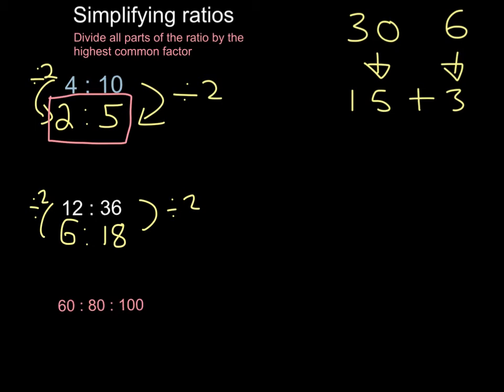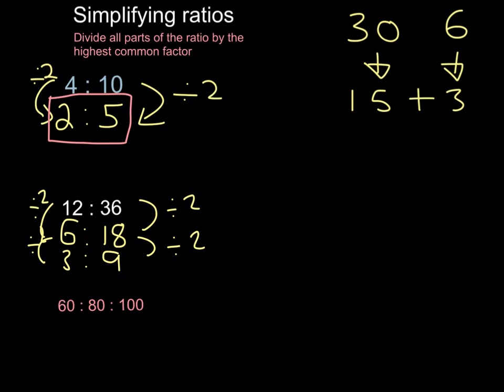Now, remember what I said, always double check if there's anything else that you can do. 6 and 18, they are still even numbers, so they can still definitely both be divided by 2. Half of 6 is 3, and half of 18, you can do the same method, half of 10 and half the 8, that's going to get you 9. So we've now got 3 to 9.